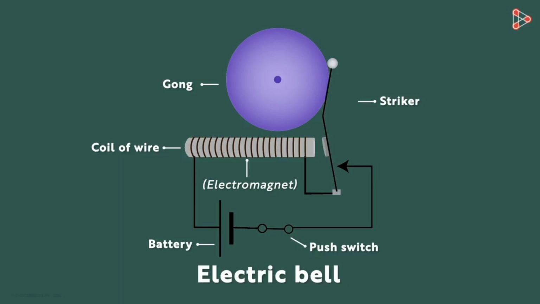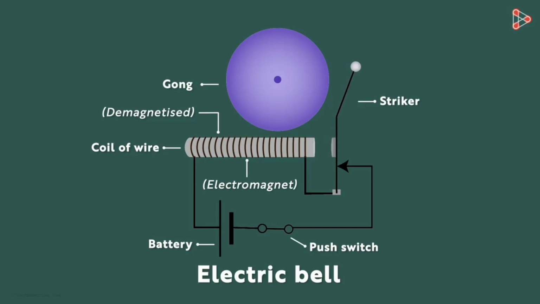But notice what happens when the hammer hits the gong. As soon as the soft iron is shifted away from its original position, the circuit breaks. It no longer connects this wire with the terminal of the battery. And when the circuit breaks, the current stops flowing. So, this electromagnet gets demagnetized, after which the soft iron goes back to its start position.